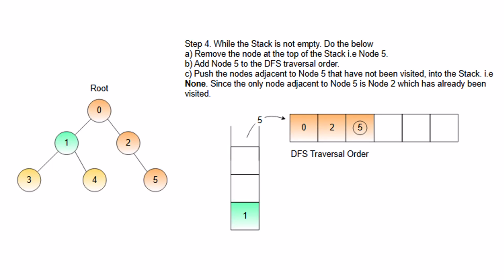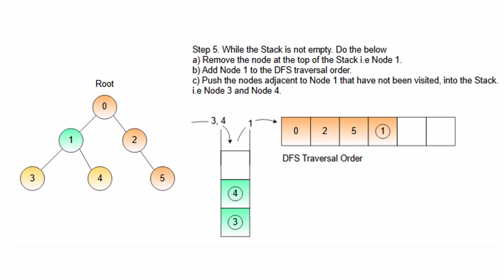So again pop 5 from the stack and push all the neighbors of 5. There are no neighbors for 5. So next the element in the stack is 1. Pop the element 1 from the stack and put it in the DFS order, and then push all the neighbors of 1. So 1 is popped out and placed into the DFS order. The neighbors of 1 are 4 and 3. So first 3 is pushed and then 4 is pushed.